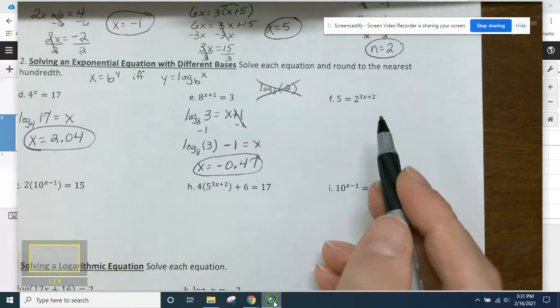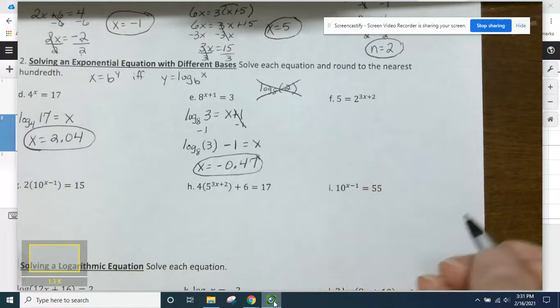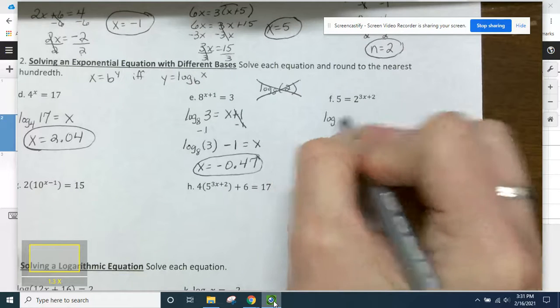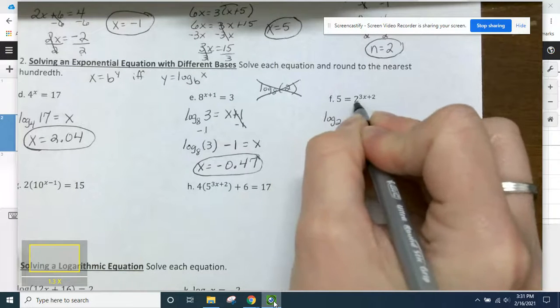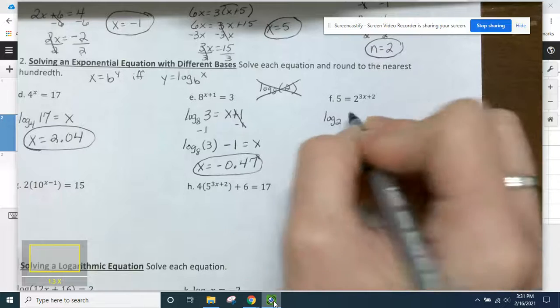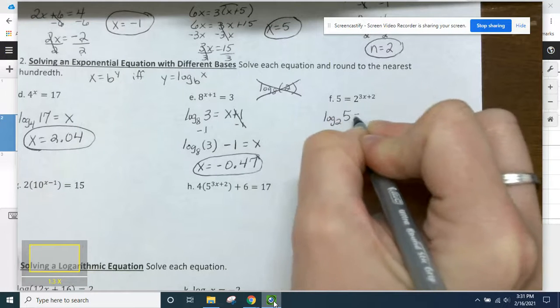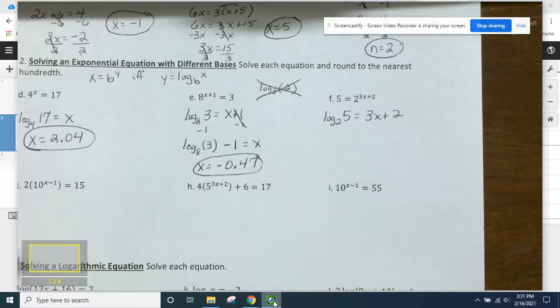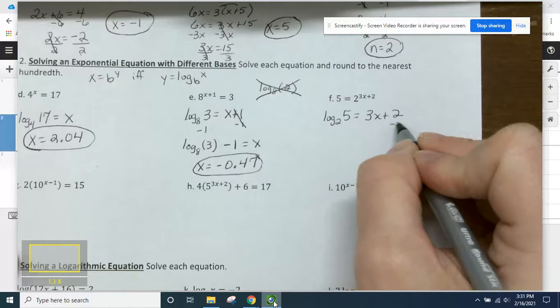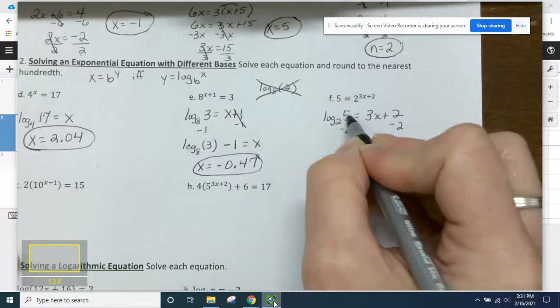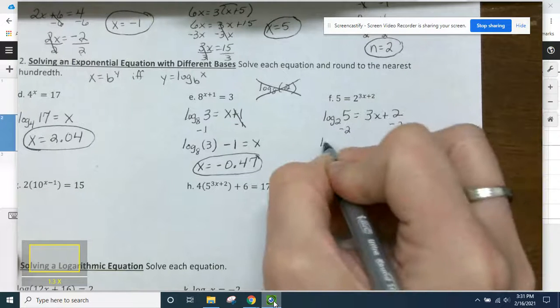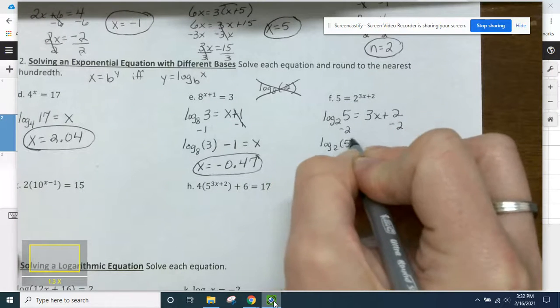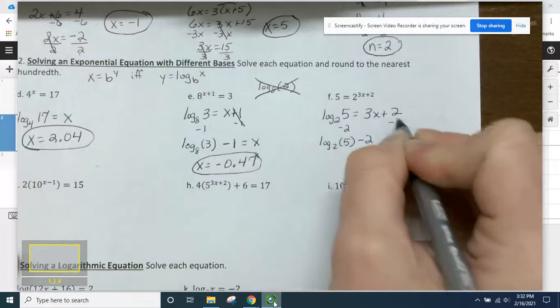All right, let's look at example F. 5 equals 2 to the 3x plus 2. Okay, so we're going to do log base 2, because that's what our base is. Base is 2, base is 2. Log base 2 of 5 equals 3x plus 2. Okay, now this time I've got to subtract 2. And remember, it's not 5 minus 2. It's log base 2 of 5 and then minus 2 on the end.